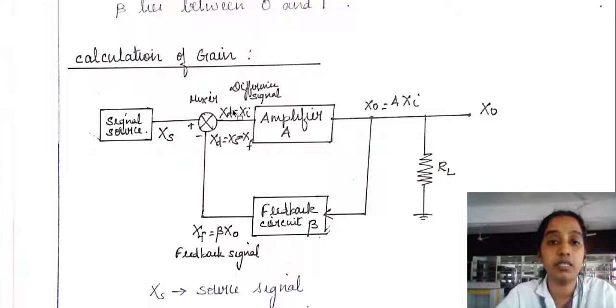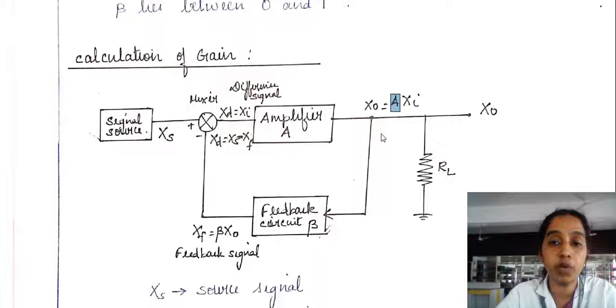So this is the difference signal. One signal comes from the source, Xs, and the other signal comes from the feedback, Xf. Since it is a negative feedback, I use a negative sign here. The output of the amplifier, let me consider it as X naught, is A into Xi. What is A? A is the gain, output by input, X naught by Xi.